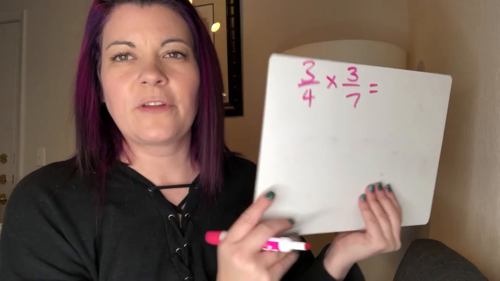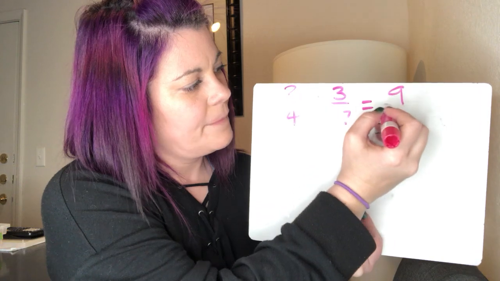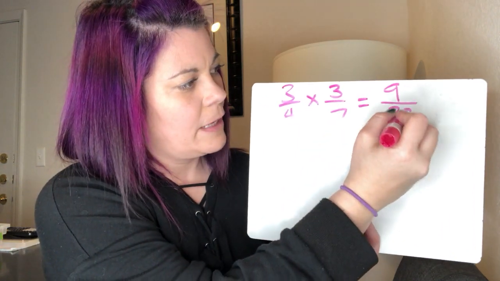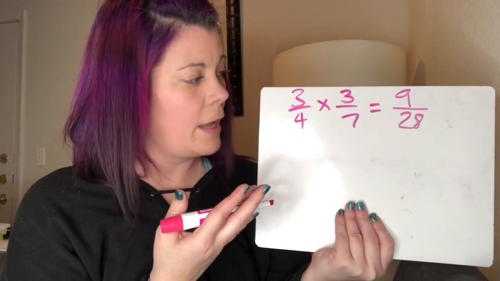So another one, 3/4 times 3/7. Multiply straight across. 3 times 3 is 9. 4 times 7 is 28. If we need to reduce, we reduce, but in this case, we do not have to reduce. One more. Let's see if we can find one where we need to reduce.